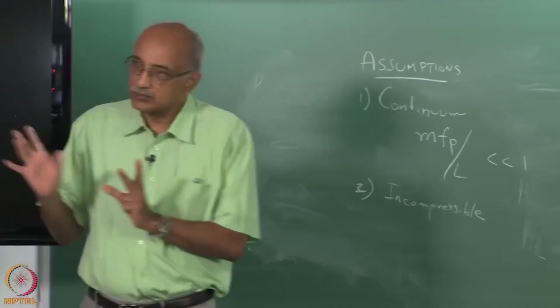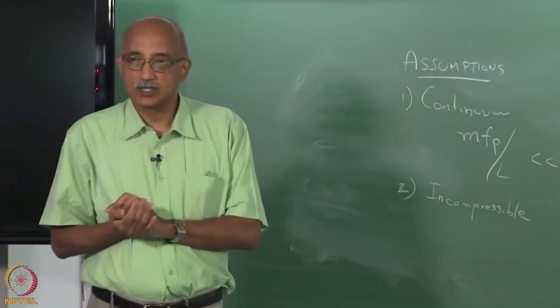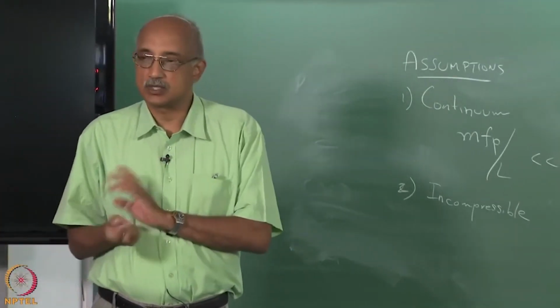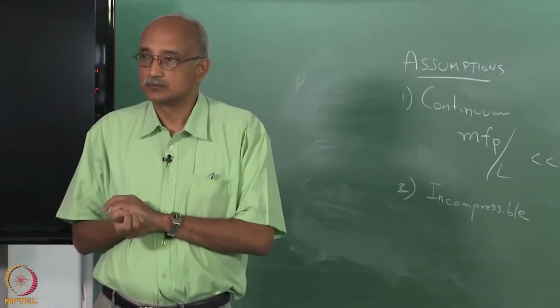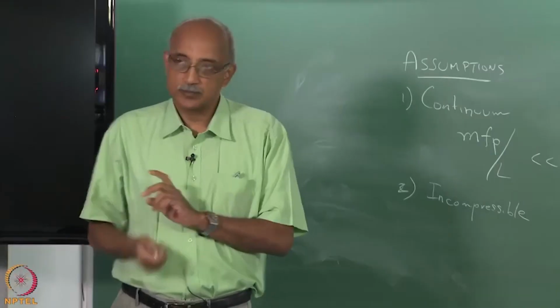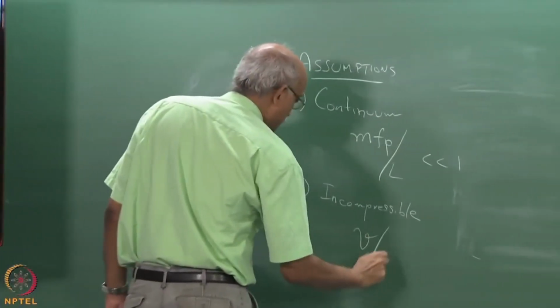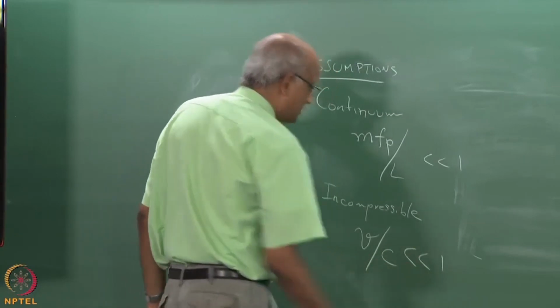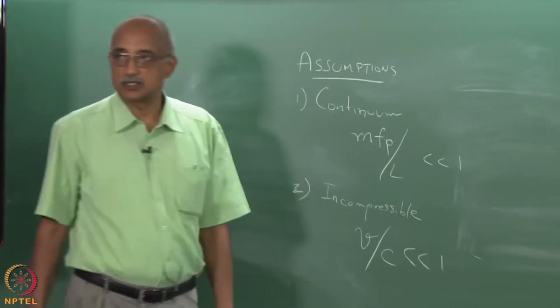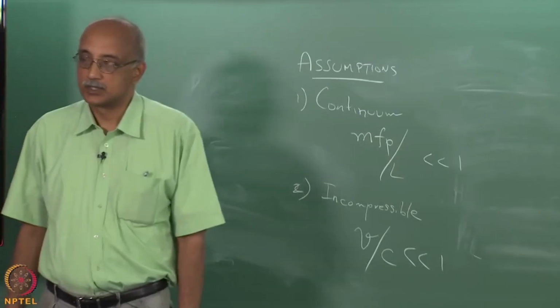So, what decides whether a fluid is compressible or not? Is that something you can claim based on the velocity of flow? The requirement for incompressible flow is that the velocity of fluid flow divided by the speed of sound must be much smaller than 1. Okay.